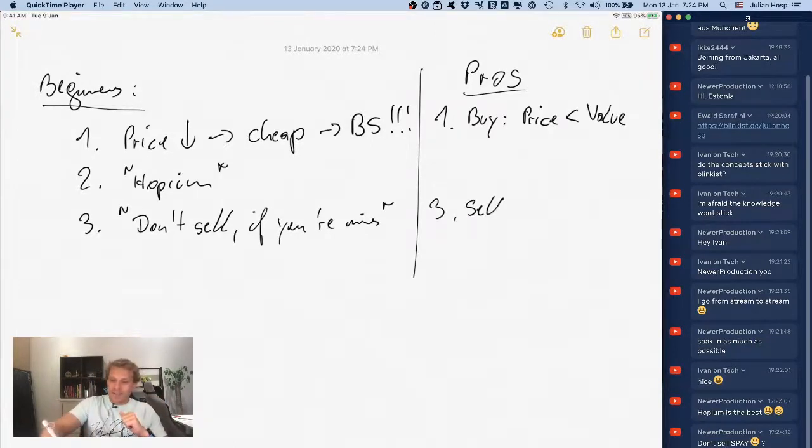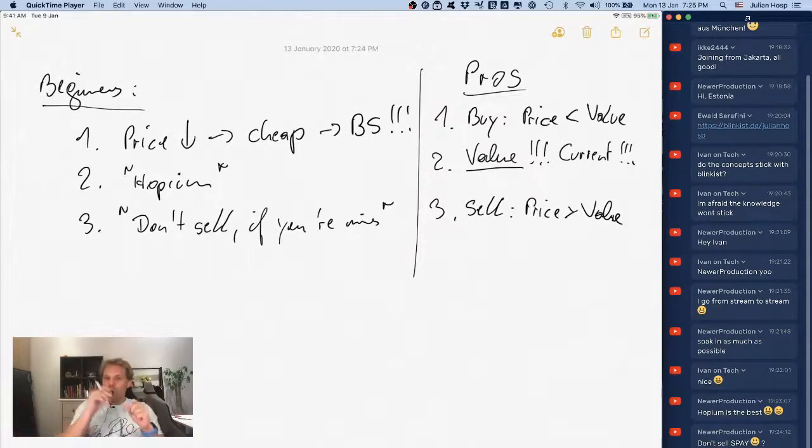You sell, and that's the key thing, when the price is over the value. It's a very, very simple rule, very difficult for people to execute because they're so stuck in this entire concept here. And now the last thing is, pros focus on value, on current value, not on the hope in the future, but on current value right now. This is what pros do.